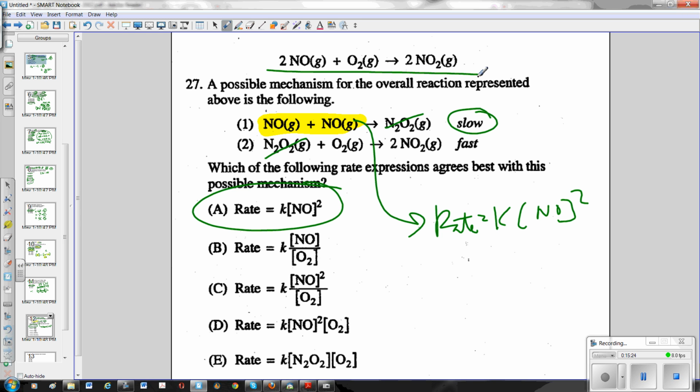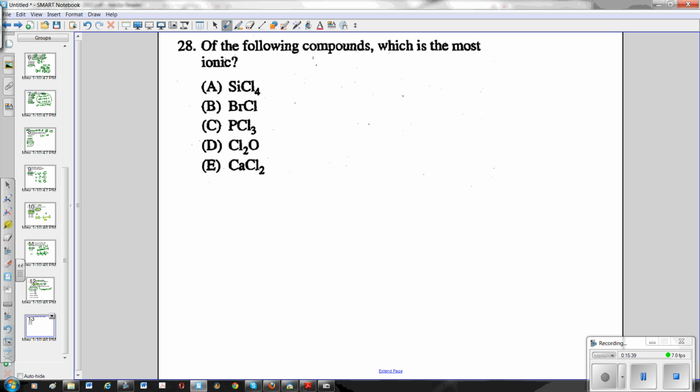So you always base the rate law on the slowest step. You go to the reactants, which I highlighted in yellow, copy it down. If it's an intermediate, then you sub up above. But if you got this problem wrong, I'm not sure why you got it wrong. It's pretty simple. 28. They ask you which of the following is an ionic compound.